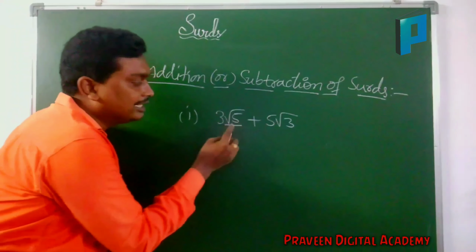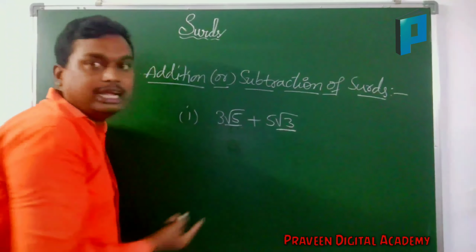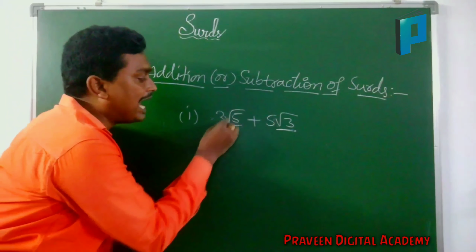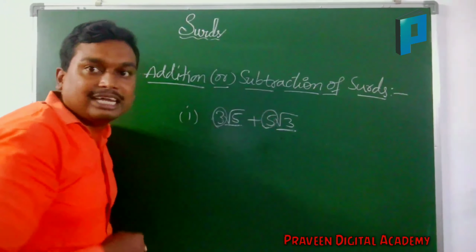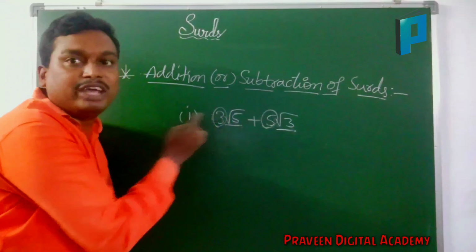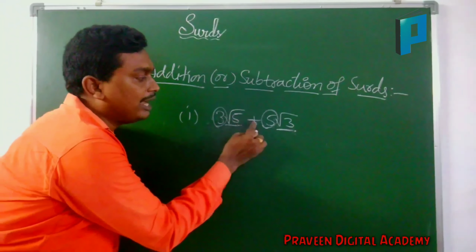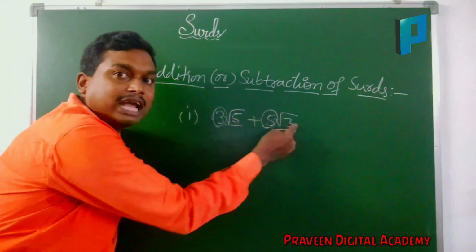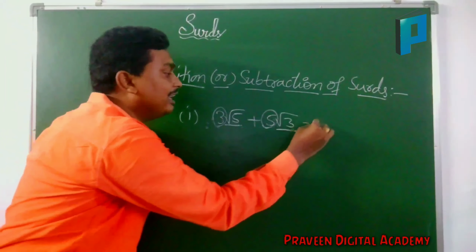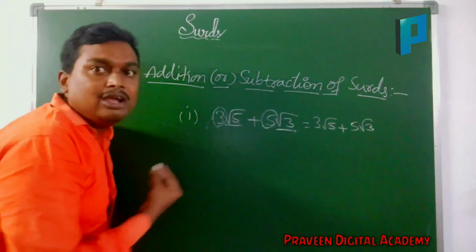Here, what is the surd we are having? Root 5 here, and root 3 here. If you are having unlike ones like this, we cannot add the rational factors. Whenever we have the same root, then only we can add the rational factors. For 3 root 5 plus 5 root 3, we cannot add both. What is the answer of 3 root 5 plus 5 root 3? We will get the same, 3 root 5 plus 5 root 3, only.